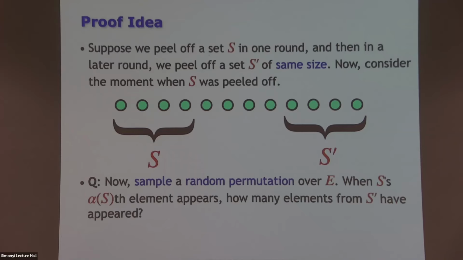And now let's do the random permutation experiment. Let's sample a random permutation over all of these elements. The question is, when S collects its alpha of S elements, how many elements have appeared in S prime by this point? When you sample a random permutation, you're counting how many elements so far have appeared in S and in S prime. Once S gets alpha of S many elements, how many elements does S prime have?